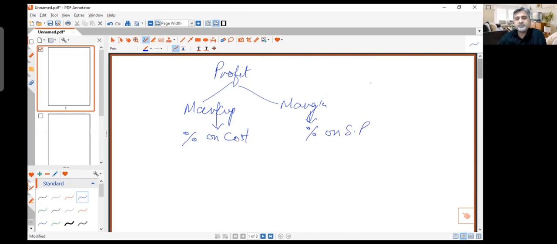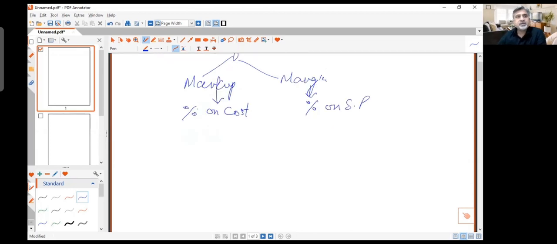Now that's a very basic concept, but I want to make sure that we clearly understand it, because in each of your questions, this concept is going to be used. So whenever you are doing a question from consolidation, or wherever profits are involved, markups and margins, we need to understand them. Let's suppose we start with a simple example.